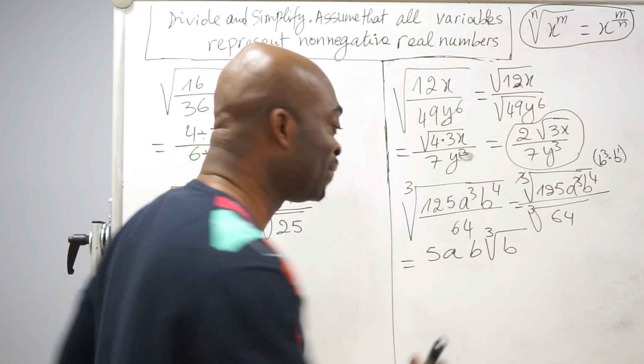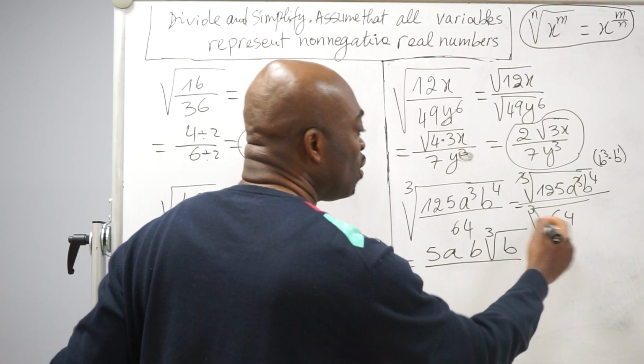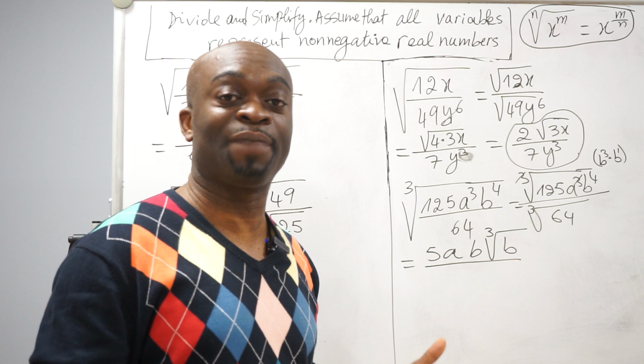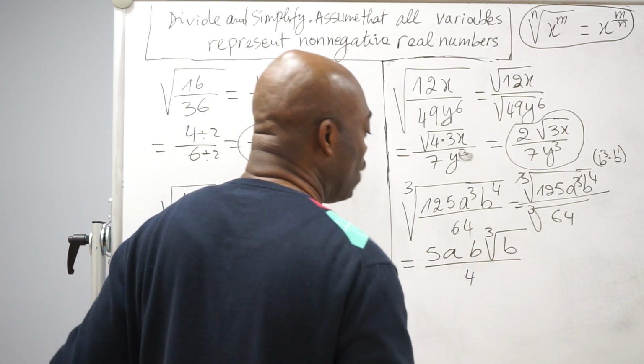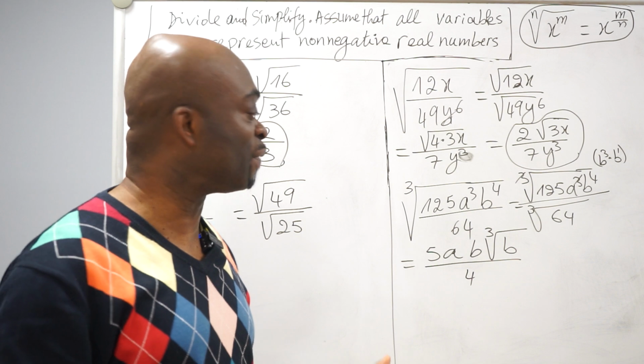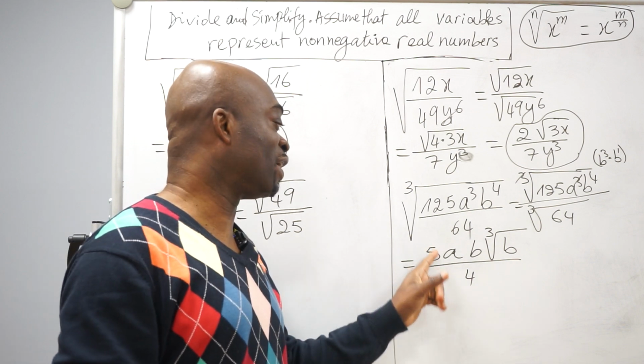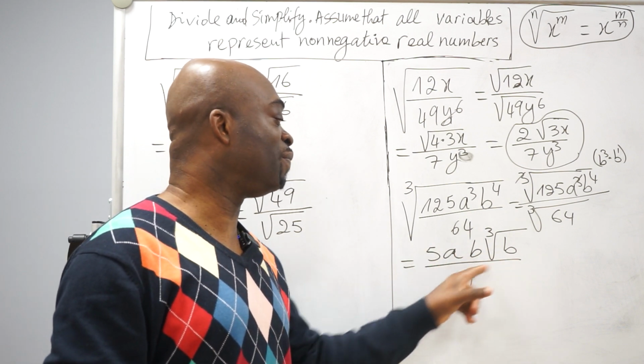We see now? Okay? Then over what? What is the cube root of 64? Is that a perfect cube? Yes. That is a 4 on that one. And is there anything else that we can simplify here? No. So your final answer will be 5ab cube root of b over 4.